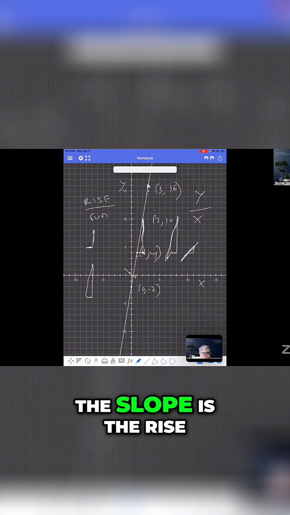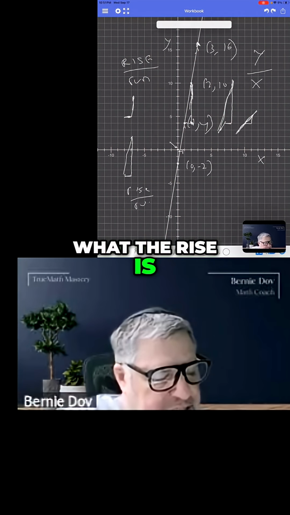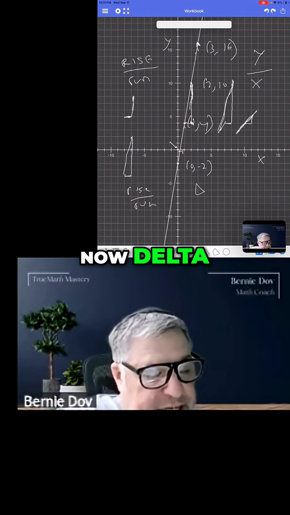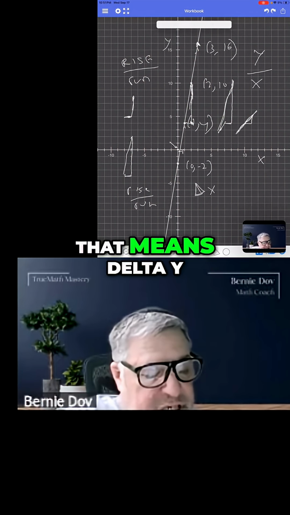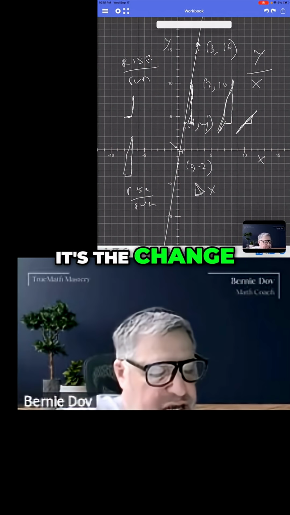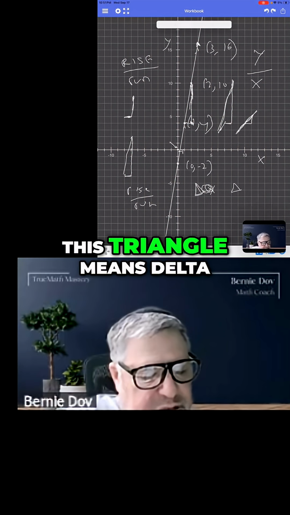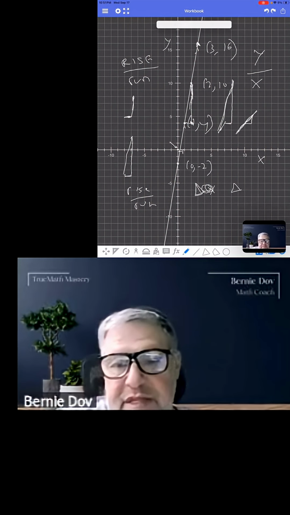The slope is the rise over the run. The rise is how much, delta, now another fancy symbol, delta x, that means delta y, it's the change. Delta, this triangle, means change.